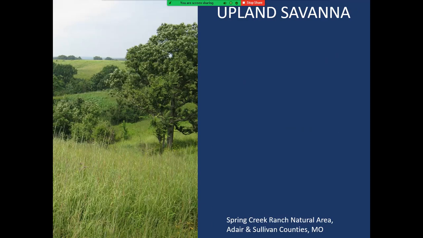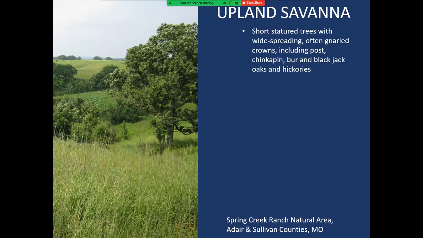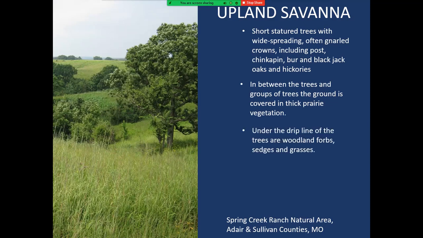Transitional between prairies and woodlands are savannas. These usually have short statured trees with wide spreading, often gnarled crowns, including post, chinkapin, and black oaks and hickories. In between the trees and groups of trees, the ground is covered in thick prairie vegetation. Under the drip line of the trees are woodland forbs, sedges, and grasses. Found in rolling terrain in association with prairie and prairie openings.